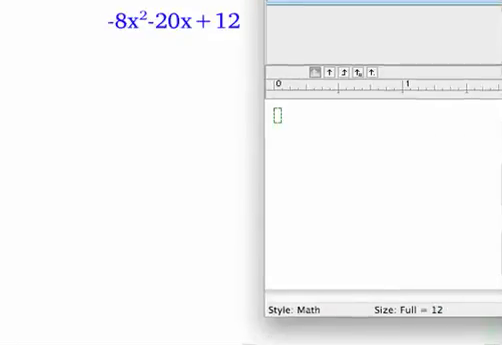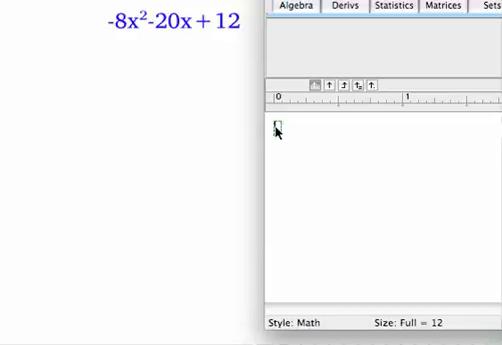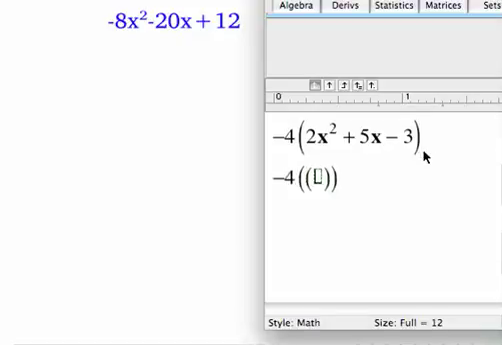I'm just going to show you in this MathType window. The common factor is negative 4. If we factor out negative 4, inside we're left with positive 2x squared plus 5x minus 3. Then I'm going to use my trial and error method to factor this. So negative 4, and make a pair of brackets.